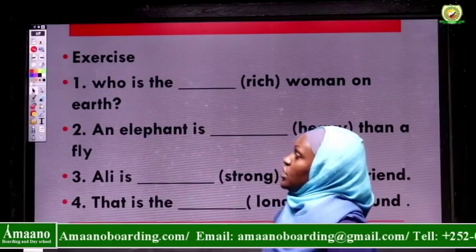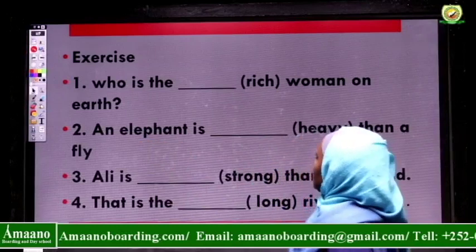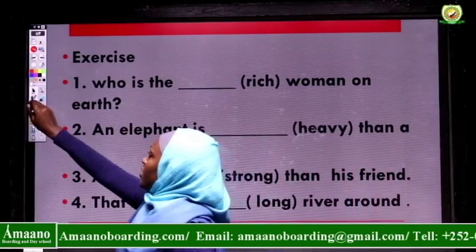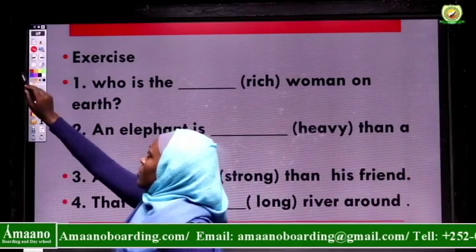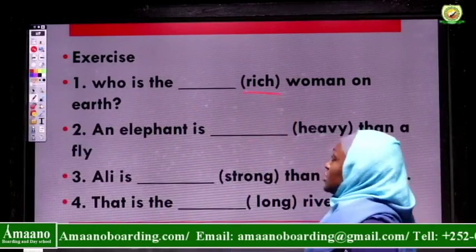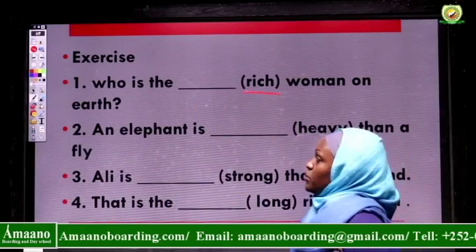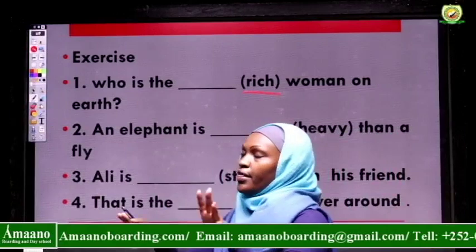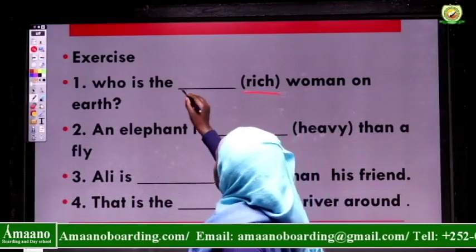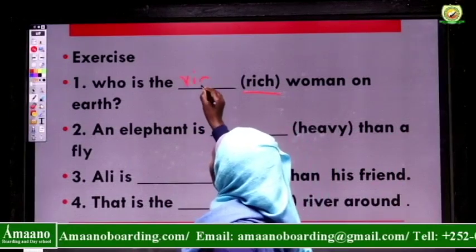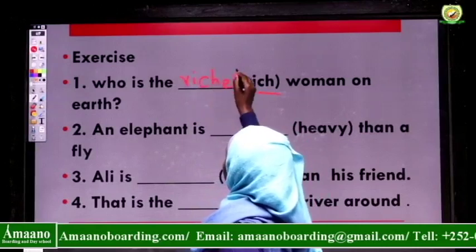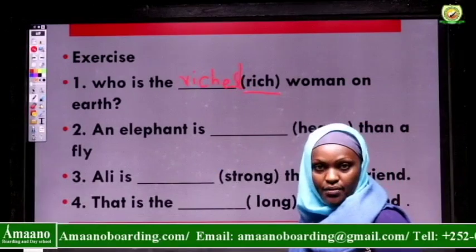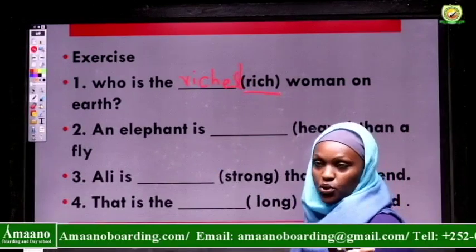Now we have question number 1. Who is the dash woman on earth? And the adjective we are given there is rich. We have the adjective rich. So what will be our answer there? Now we are comparing one woman on the whole world. Who is the richest? Who is the richest woman on earth? Now you have to go around and you check who is the richest.